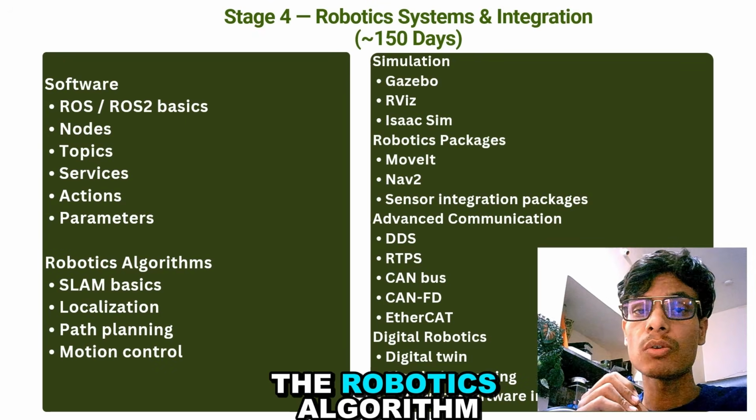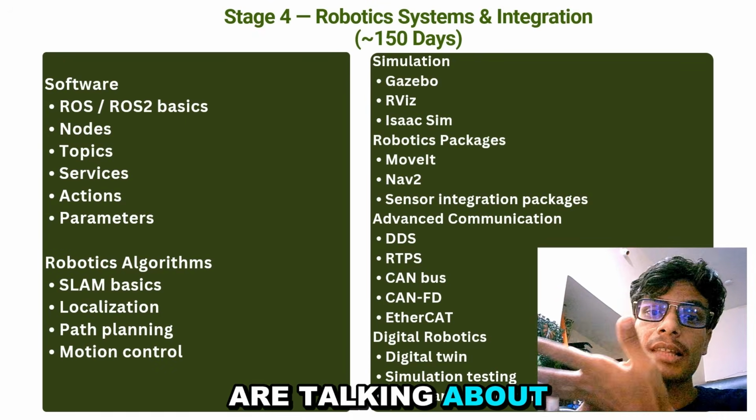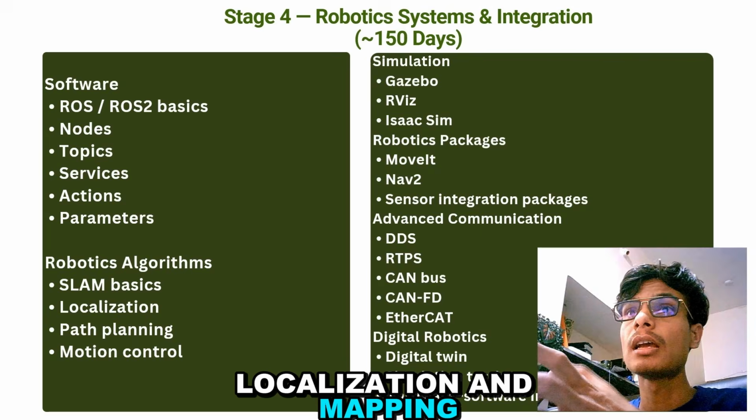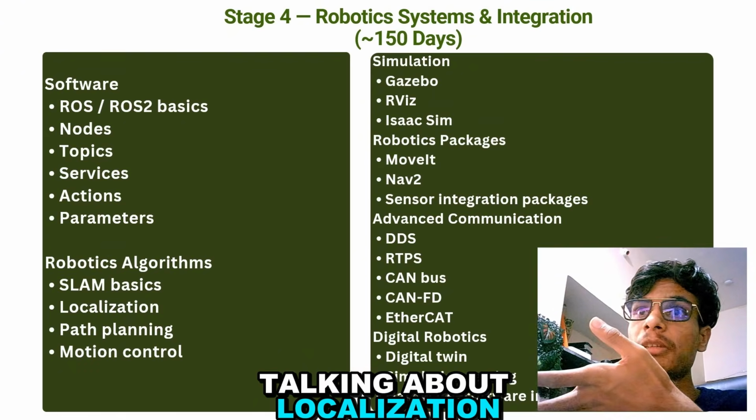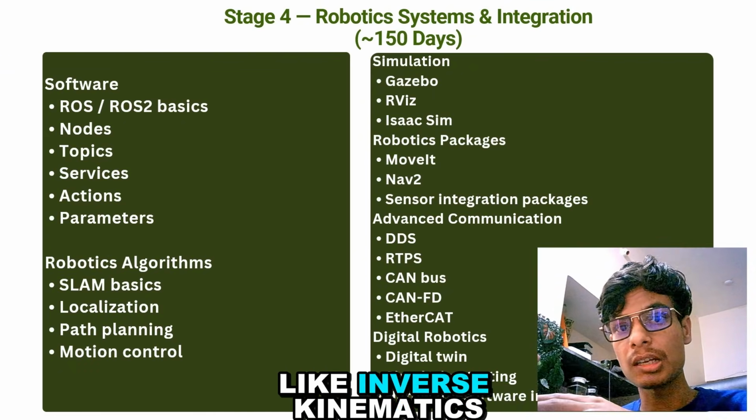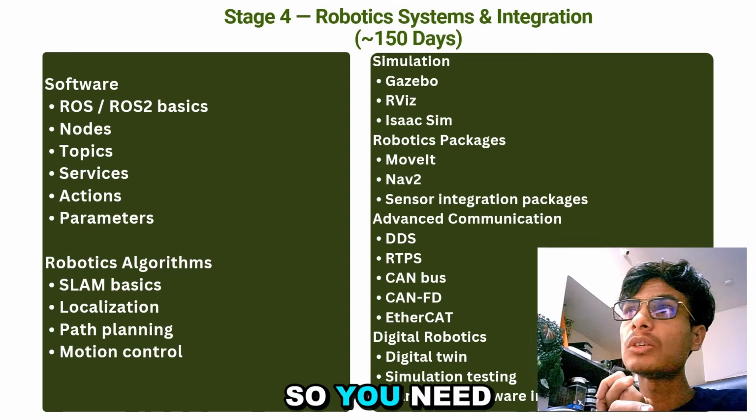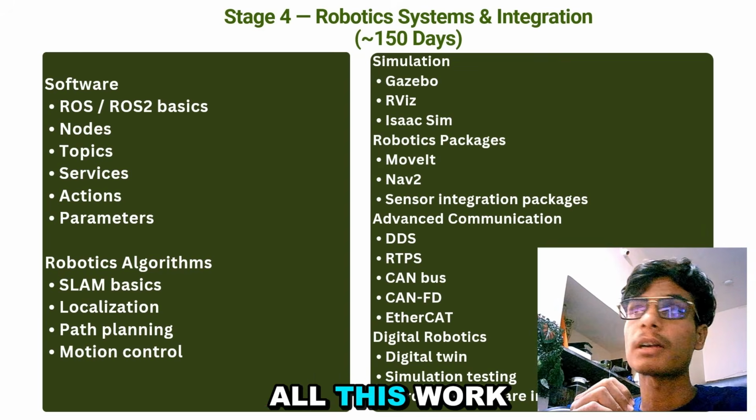So next is the robotics algorithm. For example, when we are talking about SLAM, that is simultaneous localization and mapping, localization, path planning, and motion control like inverse kinematics and all those kind of things. So you need to get a basic understanding of how all this works.